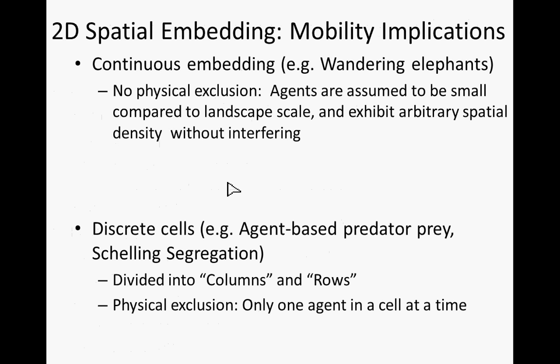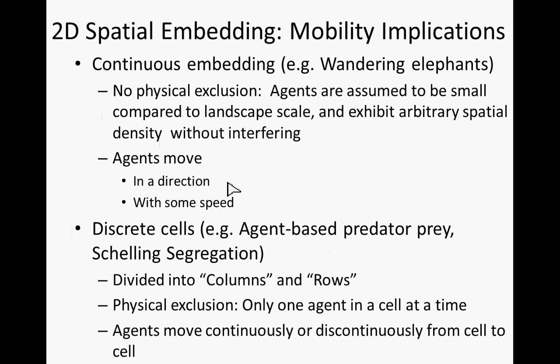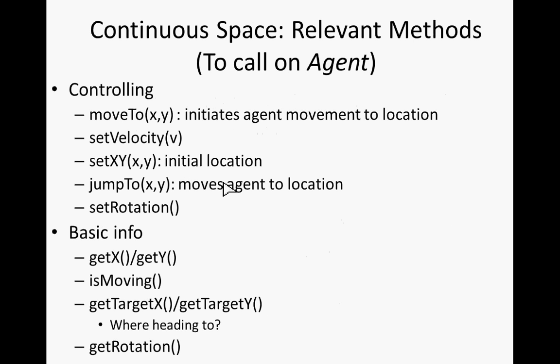Within 2D spatial embedding, we can either have, you may recall, a continuous embedding or discrete embedding. For each of these, mobility patterns are different. For 2D spatial embedding, agents move in a direction and with some speed. For discrete cells, only one agent can be in a given cell at a time, and they move discontinuously from cell to cell. They can move to neighboring cells in a sort of sudden fashion.